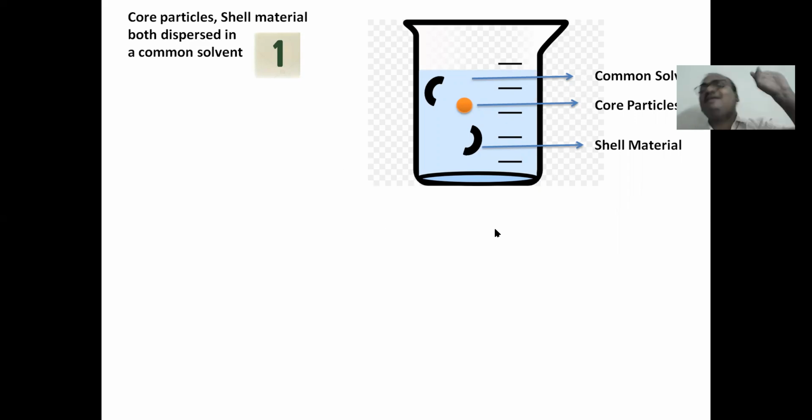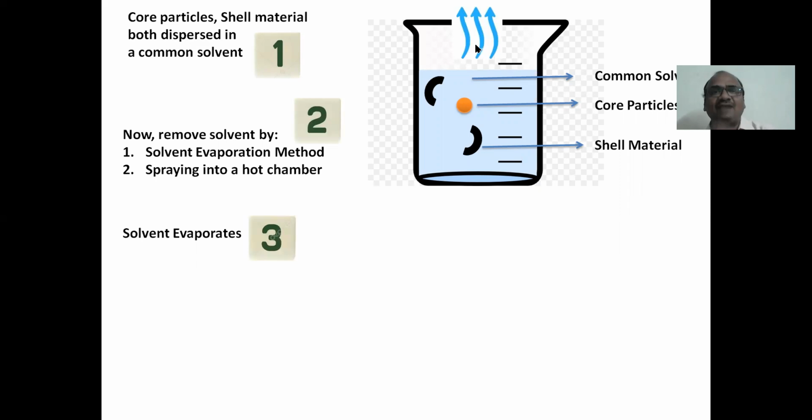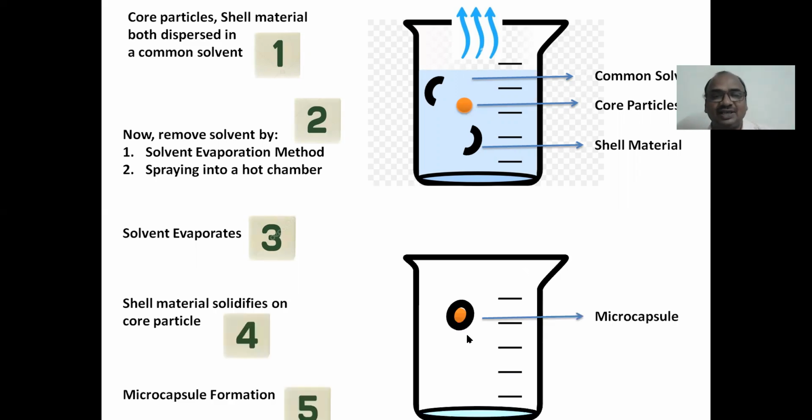You evaporate the solvent. See here, the solvent is evaporating by using the solvent evaporation method or by spraying this solution into a hot chamber, that I will explain. However, your target is to evaporate the solvent. So what happens? The solvent evaporates. Whenever the solvent evaporates, there is no place for the shell material, because the solvent is not there. So definitely it has to get deposited on the surface of the core.